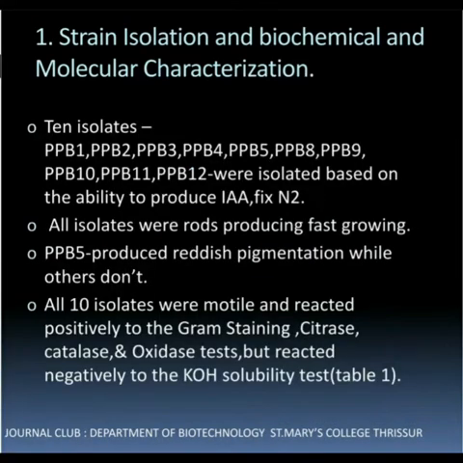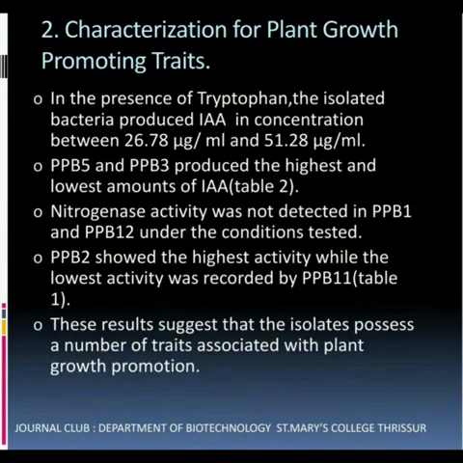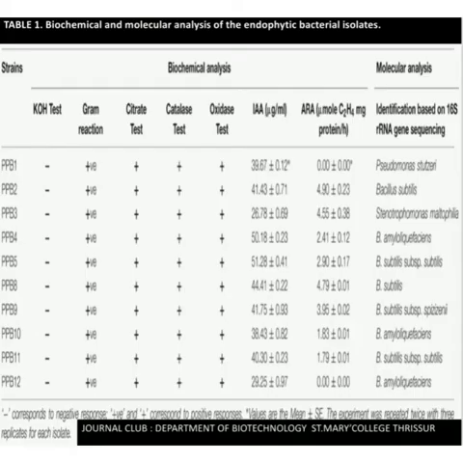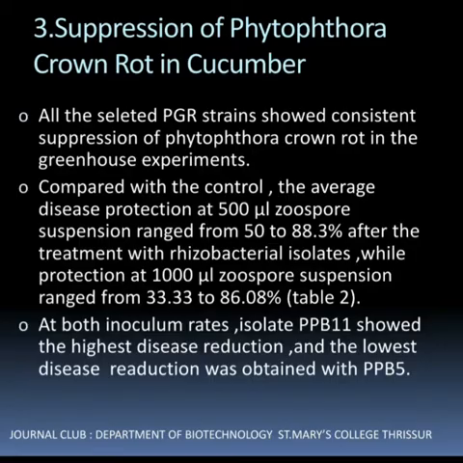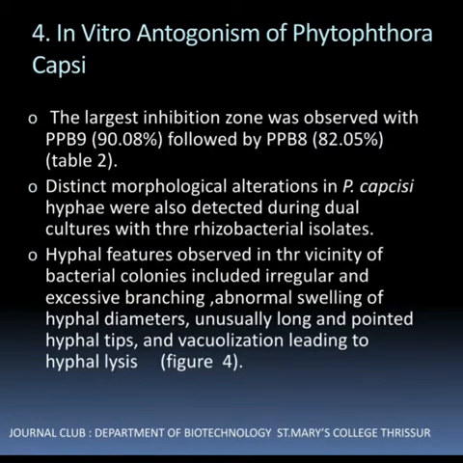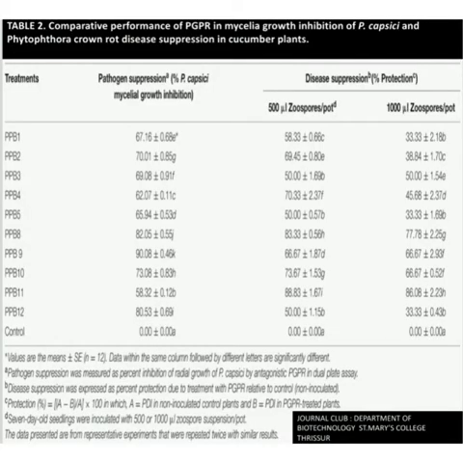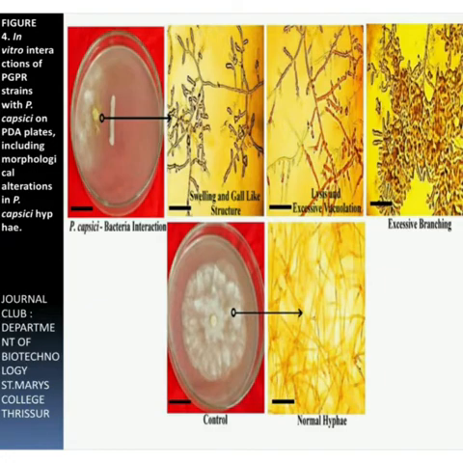Result and discussion. Result: 10 isolates were identified on the basis of the ability to produce indole acetic acid and fix nitrogen. It is also found that the bacteria produced a higher concentration of indole acetic acid in the presence of tryptophan. The selected PGPR, that is plant growth promoting rhizobacteria, showed consistent suppression of Phytophthora crown rot. Phytophthora capsici is a common fungal pathogen that causes severe diseases in plants.